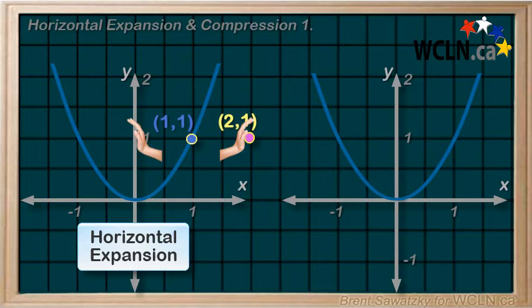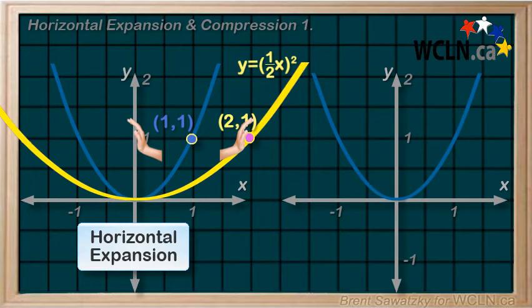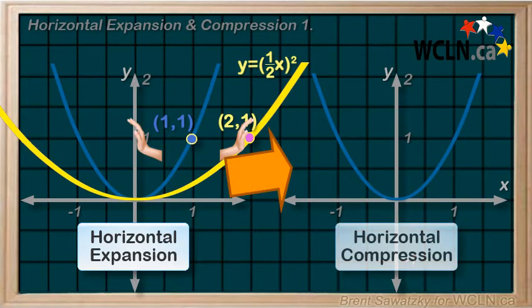And we can do this same horizontal expansion for all of the points in the graph, allowing us to see our new horizontally expanded graph. If instead we compress the same graph horizontally by a factor of 2, then we compress each point horizontally by multiplying the x value by 1/2.